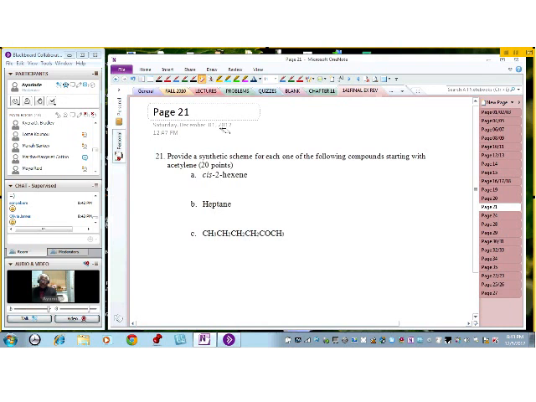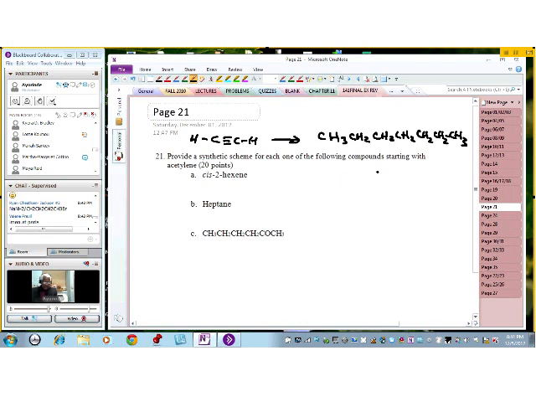Now the next one we want to do, this should be easy, heptane. Okay, so now we want to go from here to here. That should be easy. 7 carbons. That's 4, 5, 6, 7. So what do we do? Can anybody give us what to do?